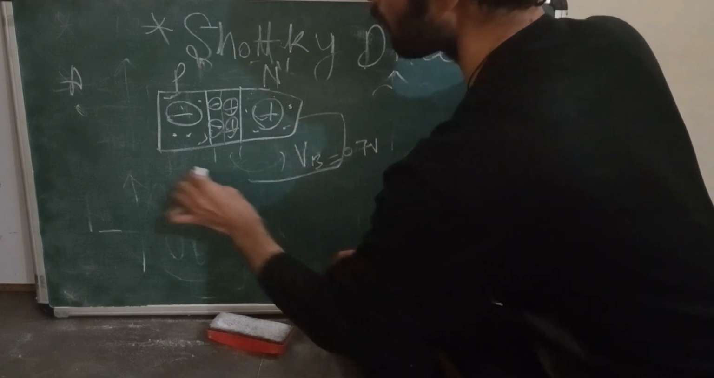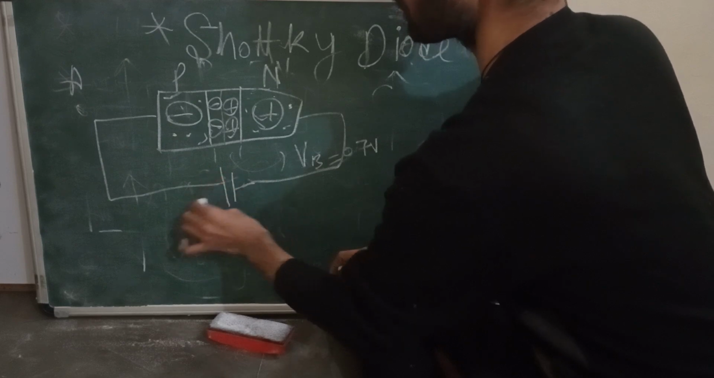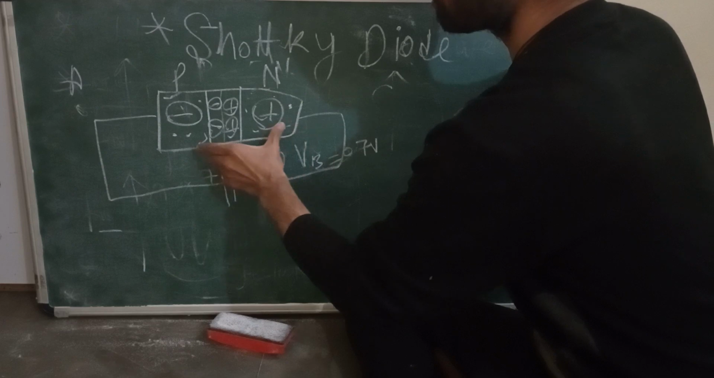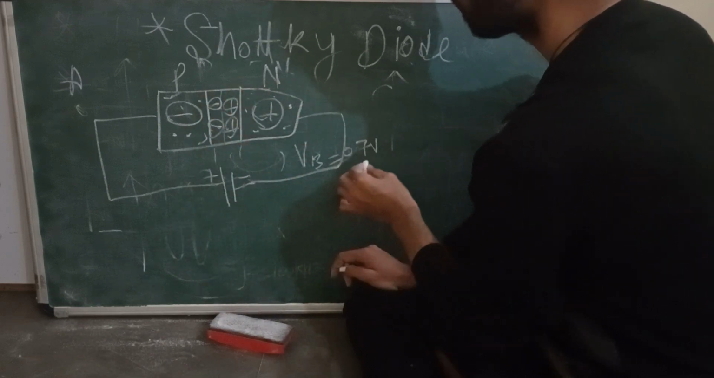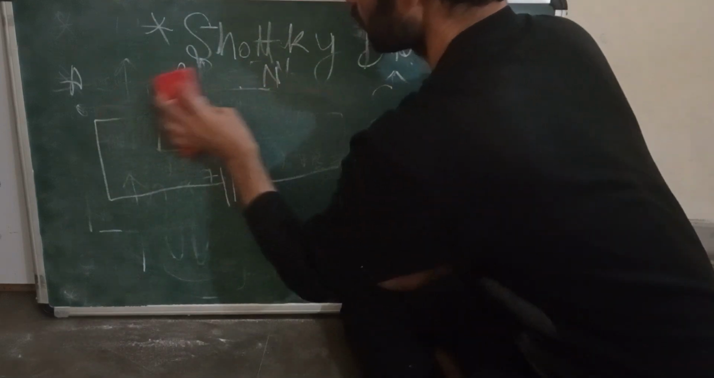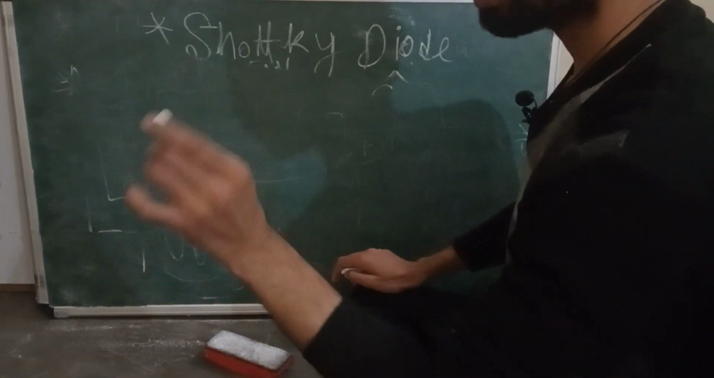So we have to bias this in such a way that the device will start conducting, with a potential of at least 0.7 volt. Now coming to why it is unable to rectify a high frequency signal.